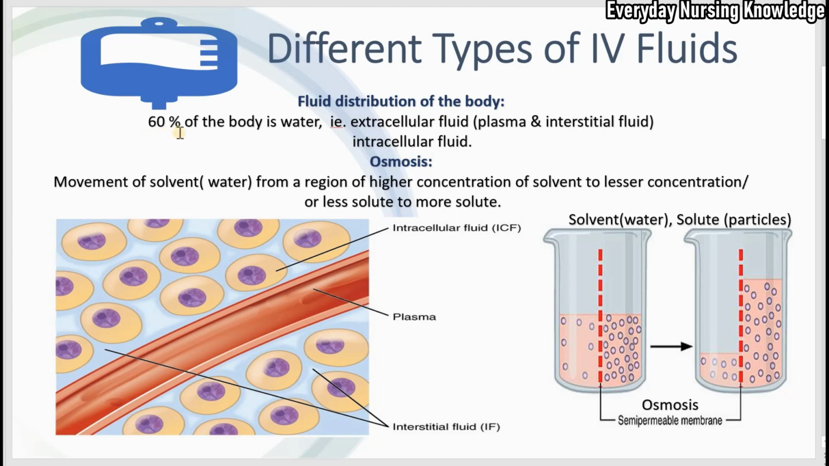So around 50 to 60% of the body is water, and it is distributed as extracellular fluid and intracellular fluid. Extracellular fluid means fluid outside the cells, which is present as plasma inside the blood vessels, and there is space between the cells called interstitial space, filled with fluid called interstitial fluid. So extracellular fluid has plasma and interstitial fluid, and there is fluid inside the cells which is called intracellular fluid.